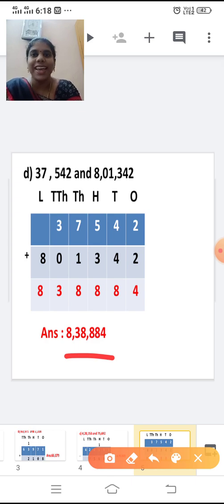8,38,884. What is the answer? 8,38,884. So first add the ones place, then the tens, then hundreds, then thousands, 10,000 and lakhs. So 2 plus 2 is 4. Tens place 4 plus 4, 8. And then hundreds place 5 plus 3, 8. Then thousands place 7 plus 1, 8. Then 10,000 place 3 plus 0, 3. Then 8, bring down that 8. So the answer is 8,38,884.